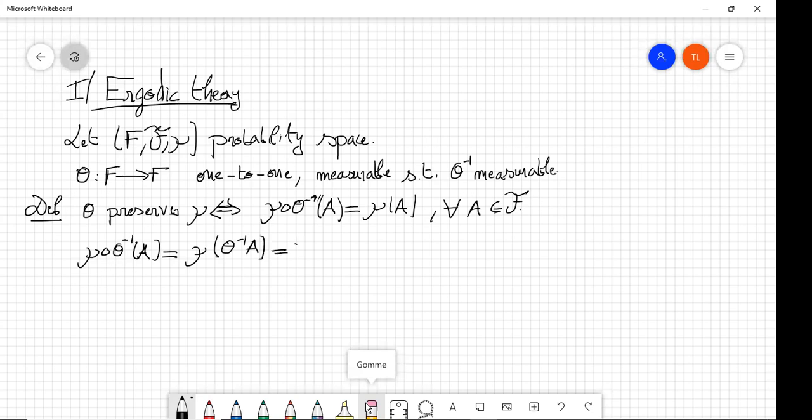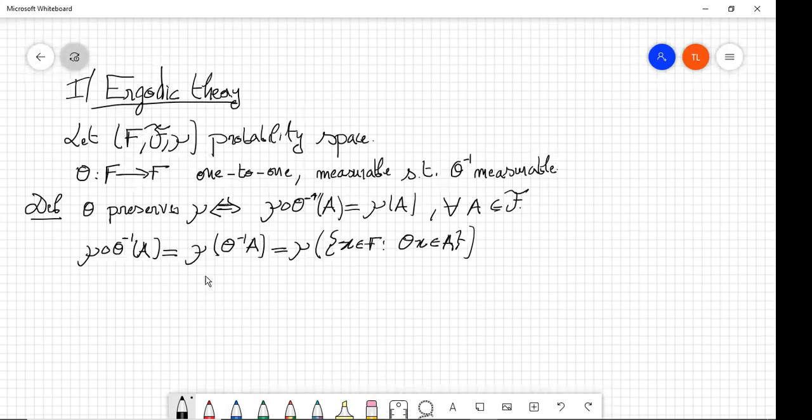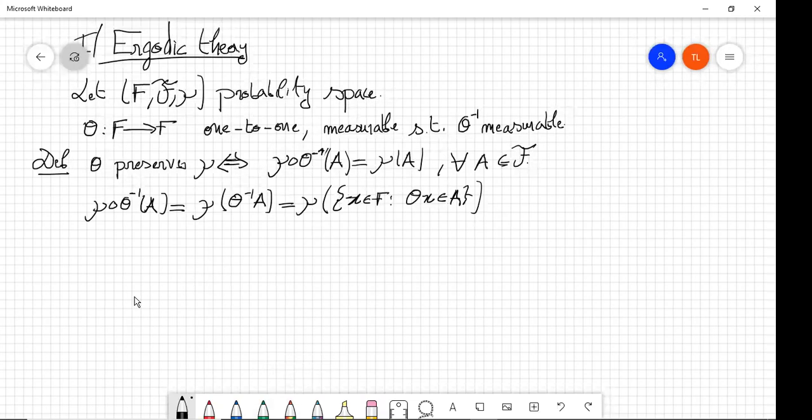So this can also be written as mu of the set of X such that theta of X is in A. And we say that theta preserves the measure mu. The fundamental example that will be important for this course is the shift operator over sequences, for the distribution of stationary processes. I will give the example after.